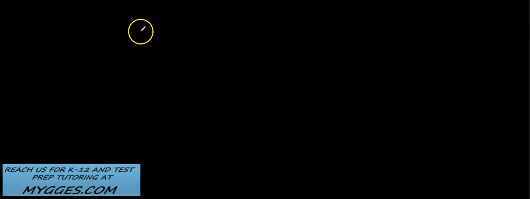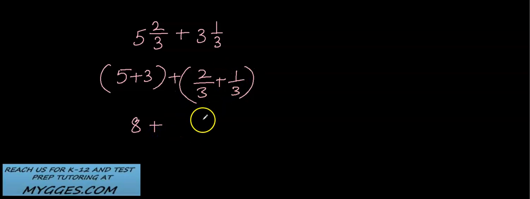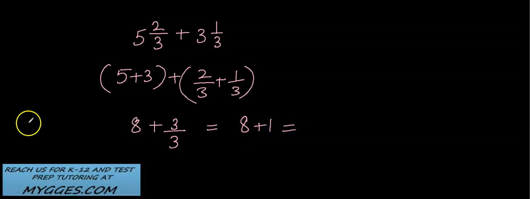Now let's try another example. So we have the fractions 5 and 2/3 plus 3 and 1/3. We simply group the whole parts and then the fractional parts. So this comes out to be 8, and 2/3 plus 1/3 would be equal to 3/3. So that means 3/3 can also be written as 1. So that is equal to 9.